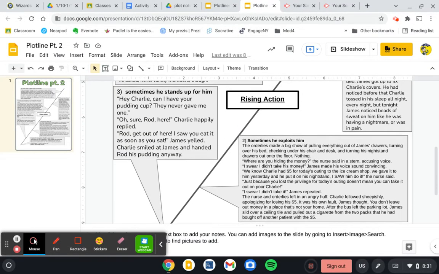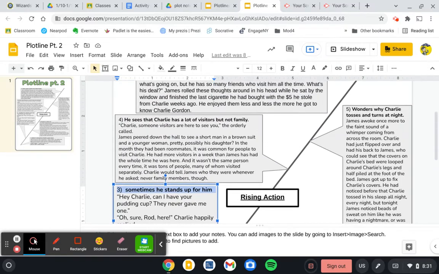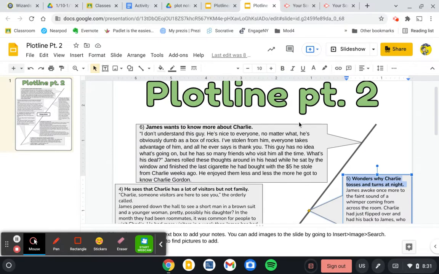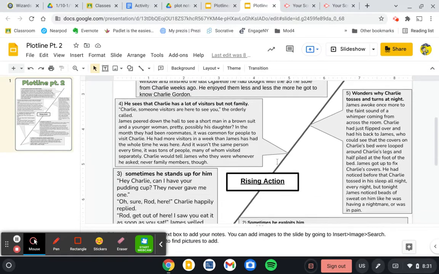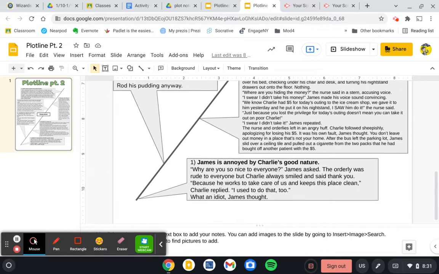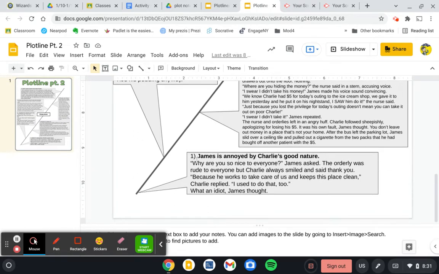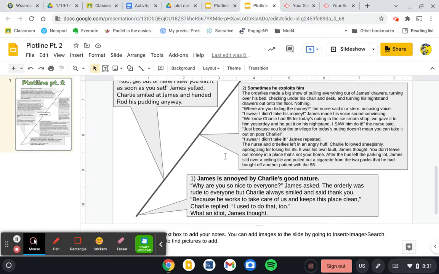So scene 2, sometimes James exploits Charlie. Scene 3, sometimes he stands up for him. In scene 4, I put in bold that he sees Charlie has a lot of visitors, but not family. Scene 5, he wonders why Charlie tosses and turns at night. And scene 6, James wants to know more about Charlie. And that's going to bring me up to my turning point, my climax, where James kind of learns who Charlie once was.